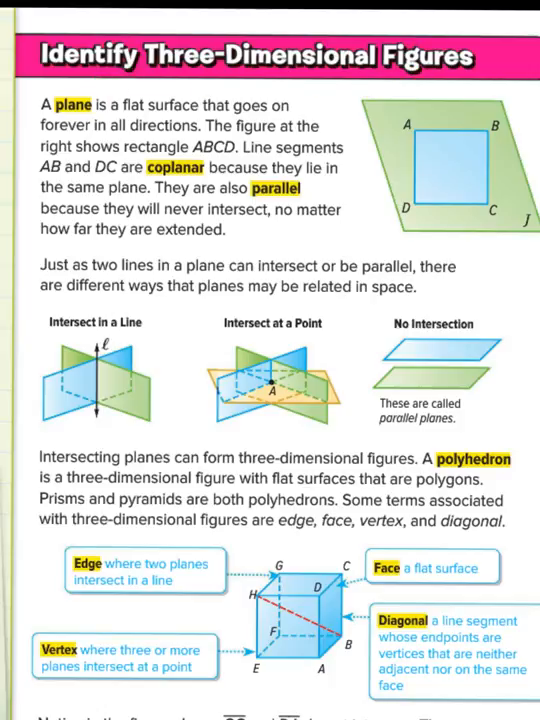So identifying three-dimensional figures. A plane is a flat surface that goes on forever in all directions. A plane, okay? Just think of a surface. The figure at the right shows rectangle ABCD, line segments AB, so a line segment is just a line, do you see that? AB, and DC are coplanar because they lie in the same plane, meaning they're on the same surface, okay? This line is on the blue surface along with this line is on the blue surface. They're part of the same plane. This is our plane right here, okay?